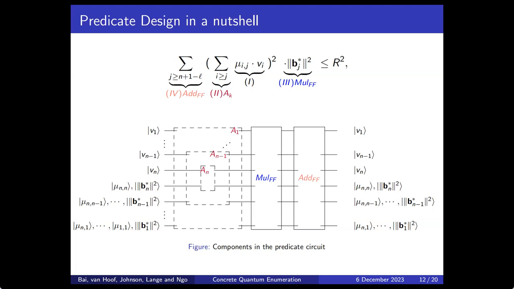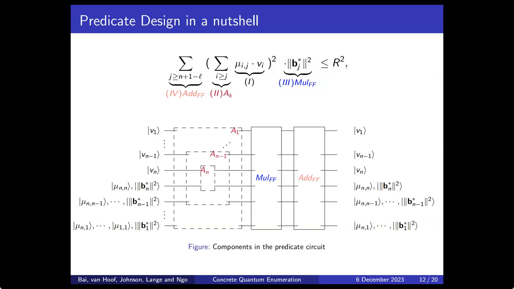Okay, and then for the second module, we do the multiplication with the norm of e_j star, and we also do the squaring. To do it, we design a mult FF gate to do this part. And the last case is the addition gate, the add FF case, and for this part, we can also parallelize it and use binary trees to speed up the computation.